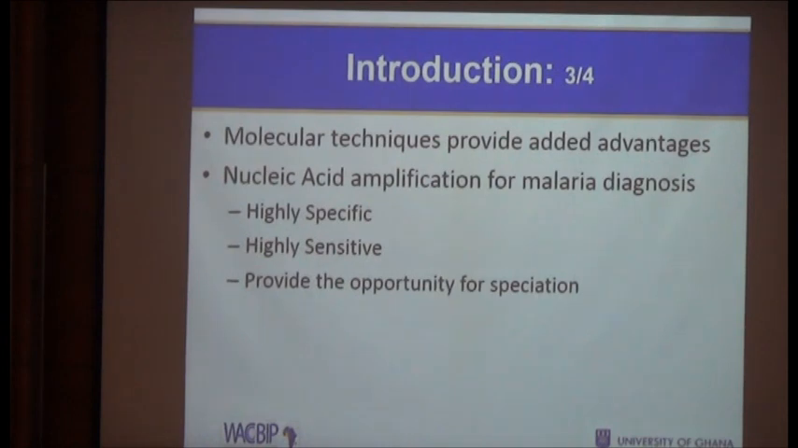So molecular diagnostics add an additional advantage because they are highly sensitive, highly specific, and when it comes to the diagnosis of malaria, it provides the opportunity for you to see which species of the Plasmodium is actually present in the blood.